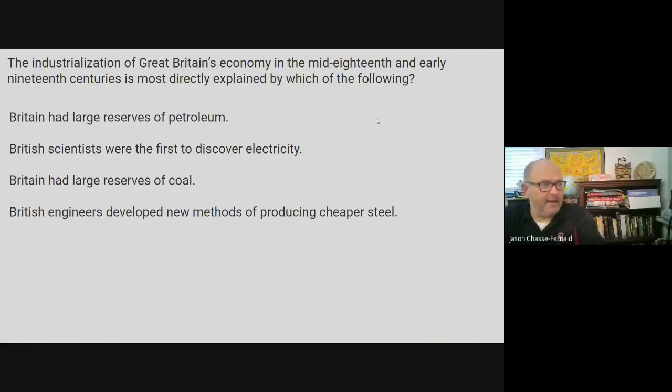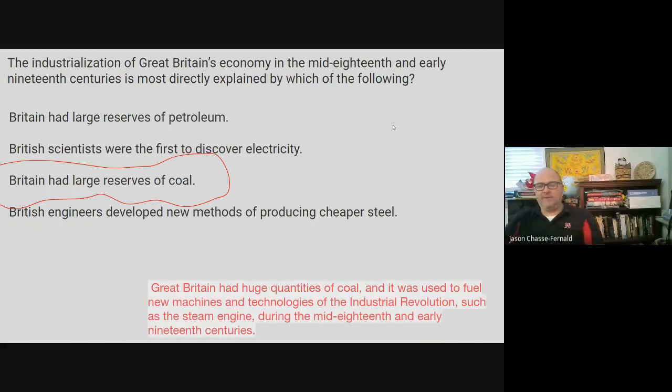All right, so welcome back, and hopefully you guessed that is the correct answer. And if you don't understand why it's the correct answer, here's an explanation.